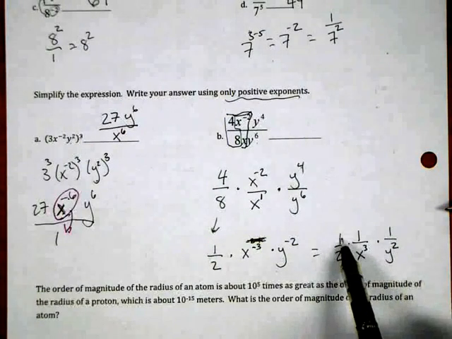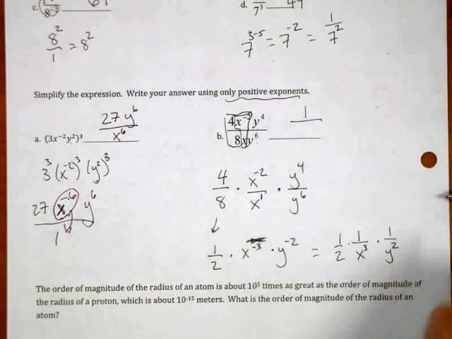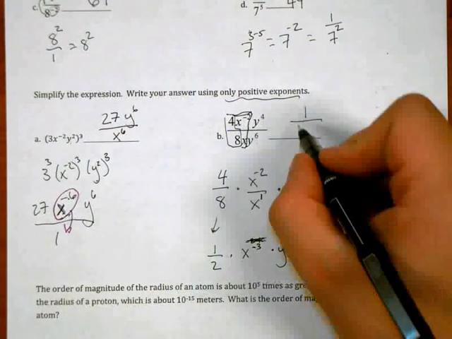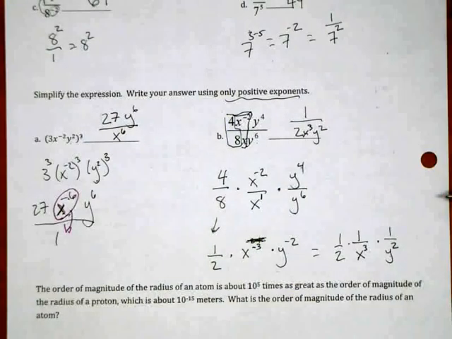My final step here would be to recombine these into one fraction. When I multiply fractions, I just multiply all the way straight across. So 1 times 1 times 1 is 1 in the numerator. 2 times x to the third times y squared is just that: 2x to the third y squared.